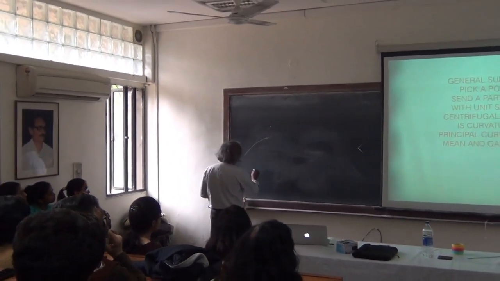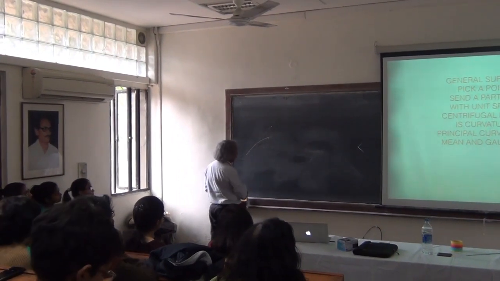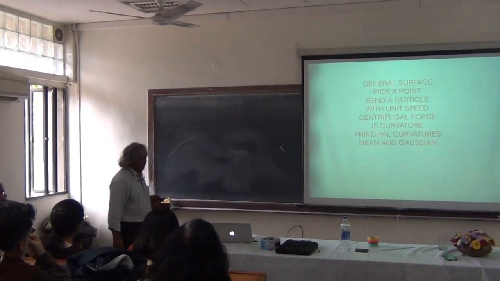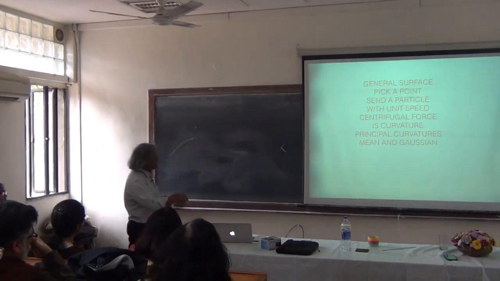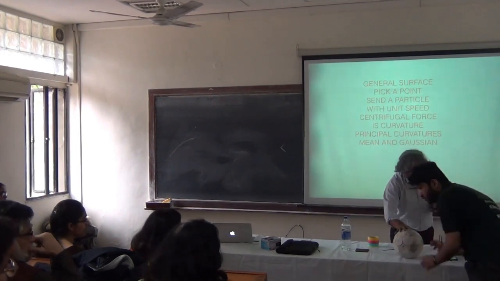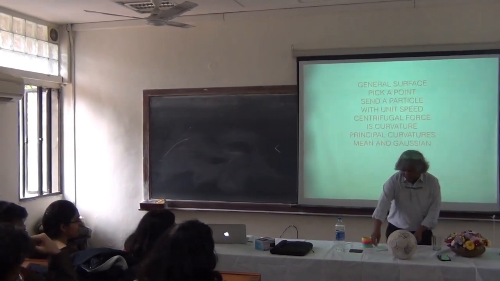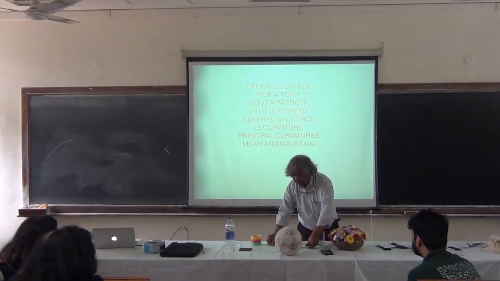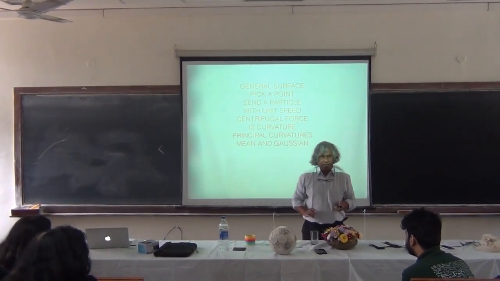We started out by saying we wanted to talk about Euclidean geometry that we understand very well. And now I want to talk about general surfaces. So one example of a general surface is this ball over here. So if I take the ruler, for example, it is flat. I can lay it flat on the table, but the ball doesn't fit onto the table.